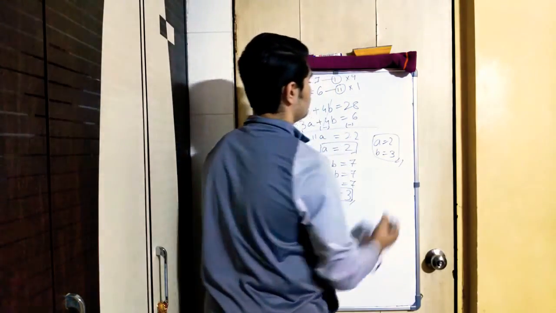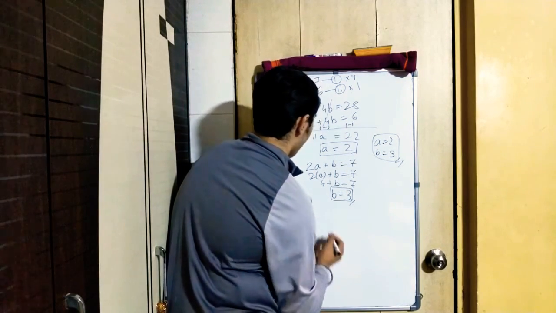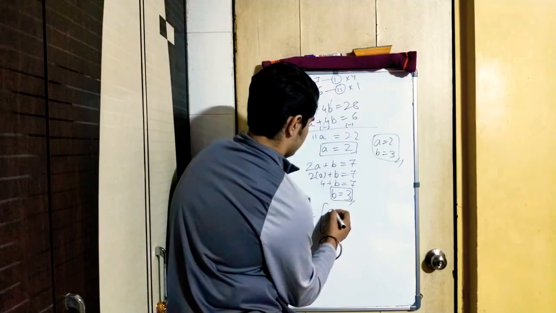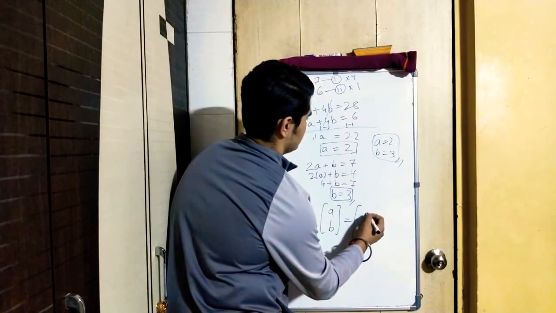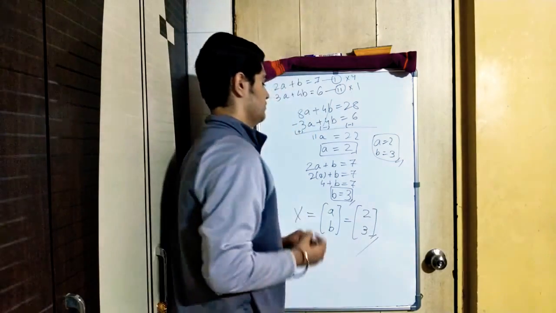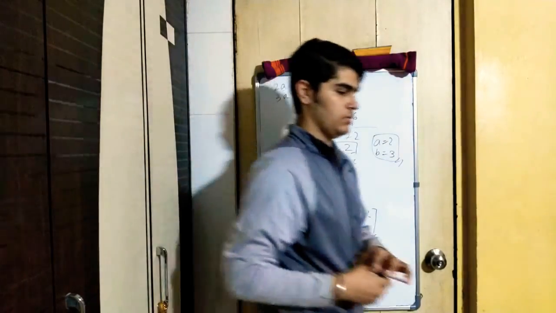But we are not told to find A and B, we are told to find the matrix X. So matrix X is A, B, we get matrix X as 2, 3. I hope you have understood it. You can copy it down.